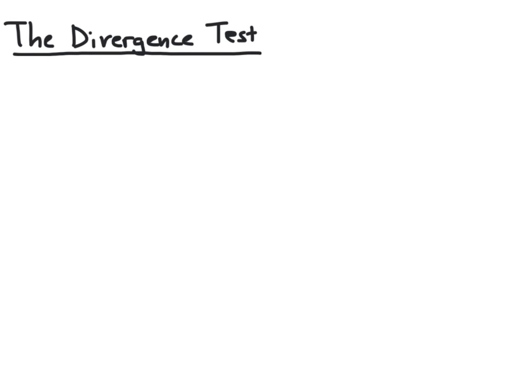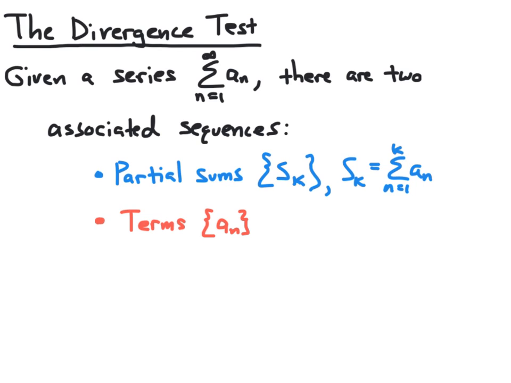In this video, we're going to discuss the divergence test for series. Given an arbitrary series from n equal 1 to infinity of a sub n, there are always two sequences that we can associate to that series. First, we have the sequence of partial sums, s sub k, where s sub k is simply the sum of the first k terms of our series.